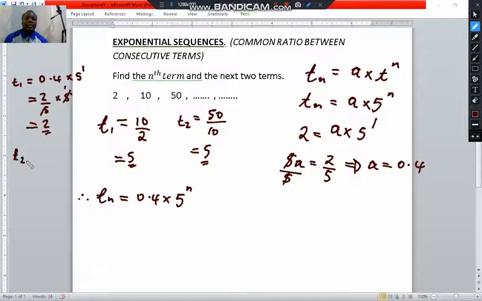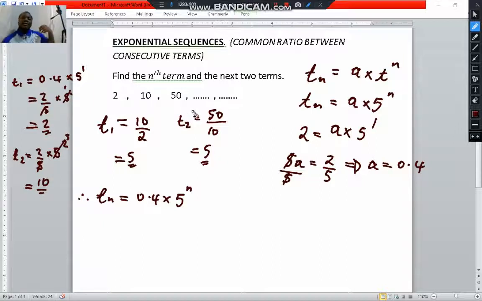Let's see when n is equal to 2. You know 0.4 is just like 2 over 5, because I'm not using a calculator here, times 5 to the power of 2. Now 5 to the power of 2 is 25. If we divide 5 into 25, you are going to get 5. 2 times 5 gives you 10. So you can see that our nth term formula generates all these terms that we've got.